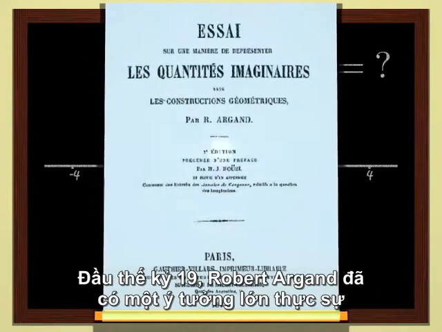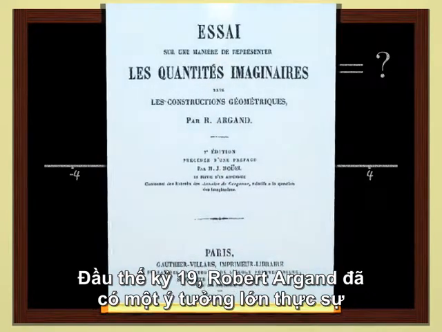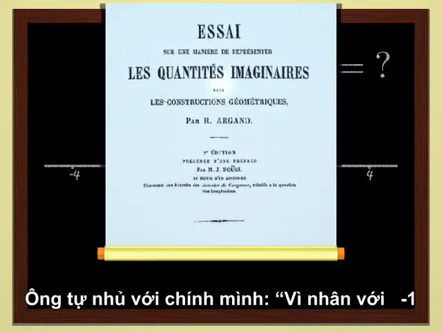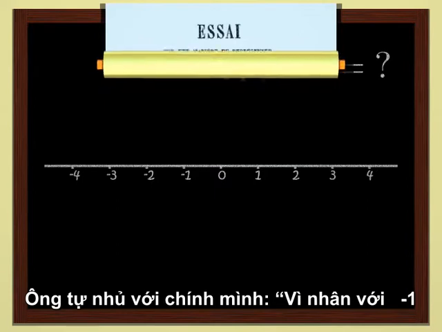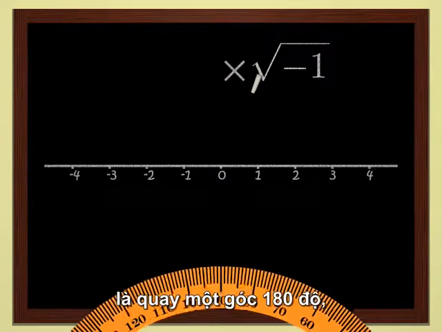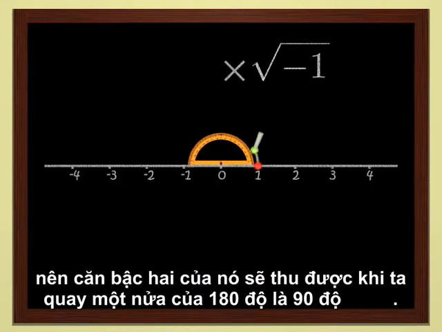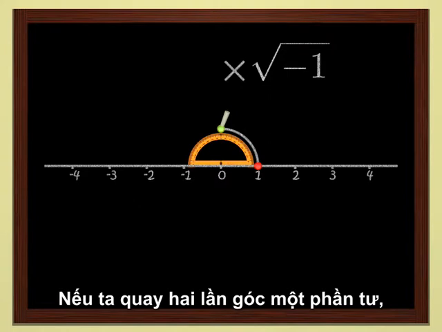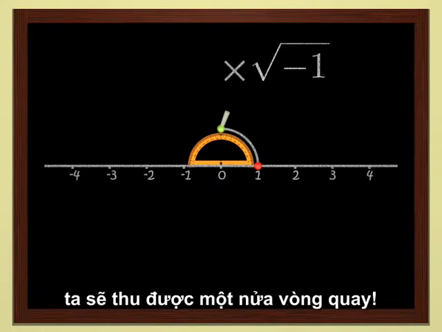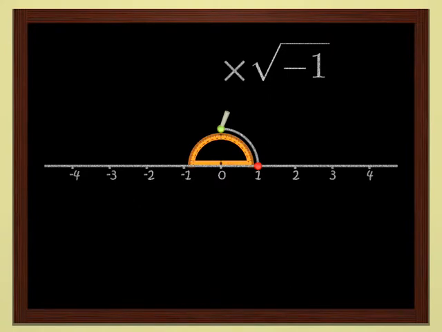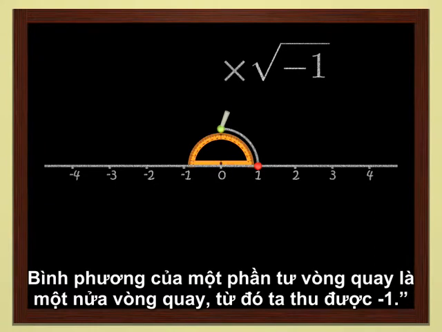At the beginning of the 19th century, Robert Argand had a really great idea. He said to himself, since multiplying by -1 is a 180-degree rotation, its square root is a rotation by 1/2 of 180 degrees, 90 degrees. If I do 2 quarter turns one after another, I end up doing a half turn. The square of a quarter turn is a half turn, hence -1. It's easy when you know how.